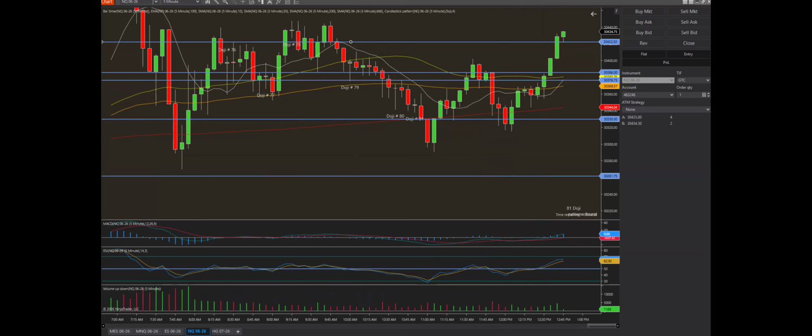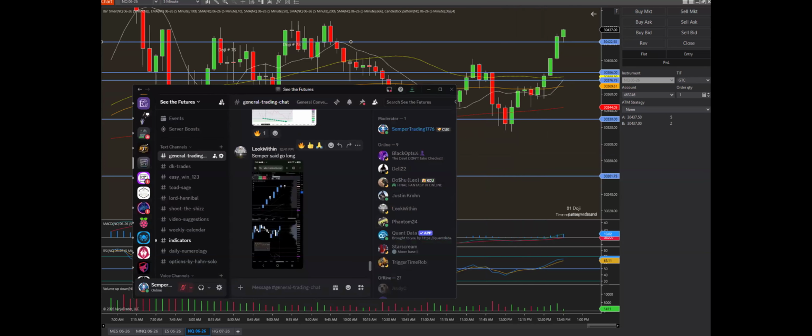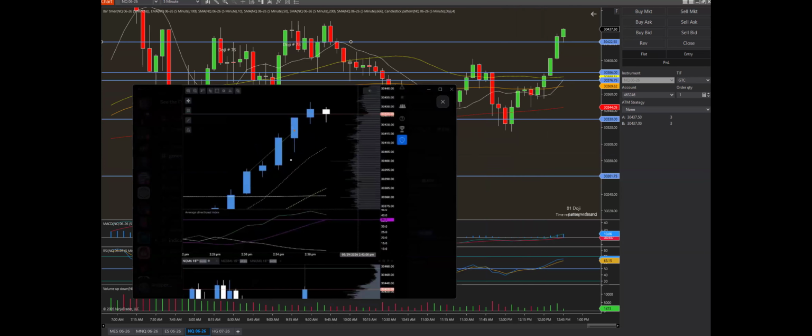That move up right there. You said go long, I hit buy. See, this is why I don't like to do this. Why not? All right, I mean, you play at your own risk, right? Yeah, that's right. I entered where I wanted to enter.